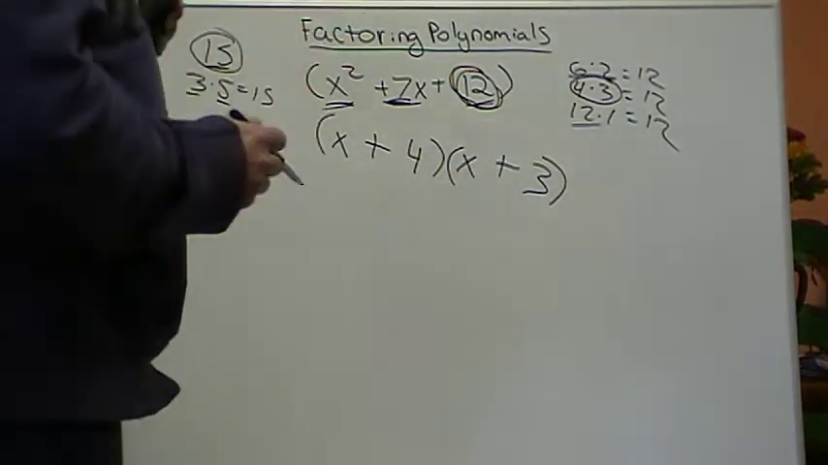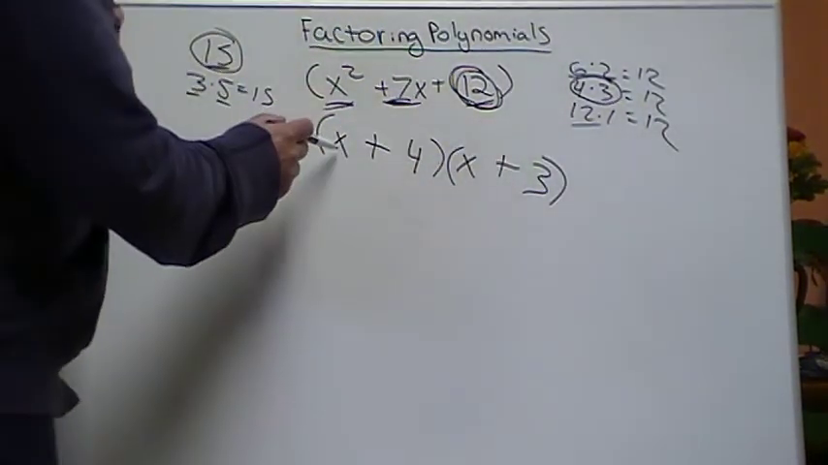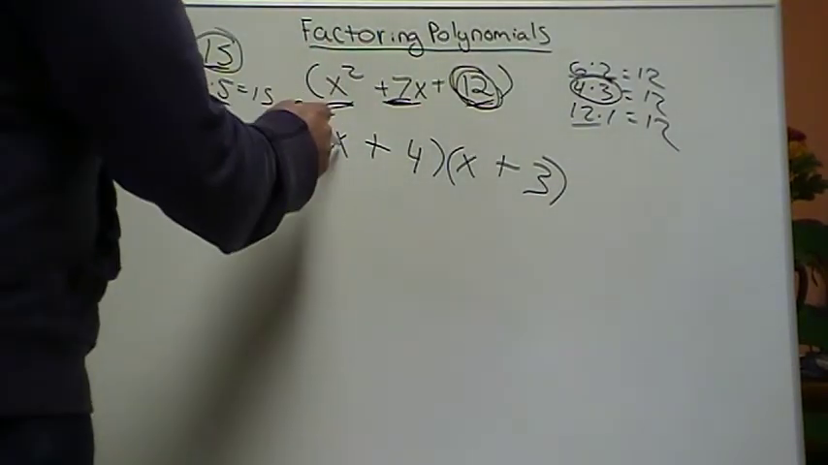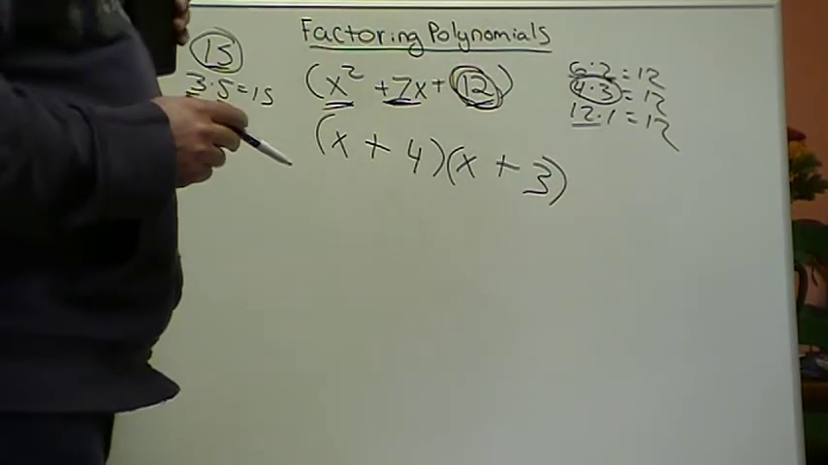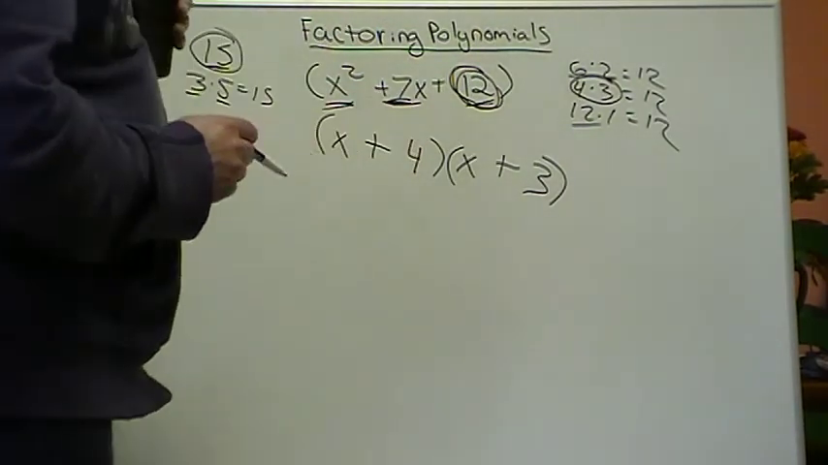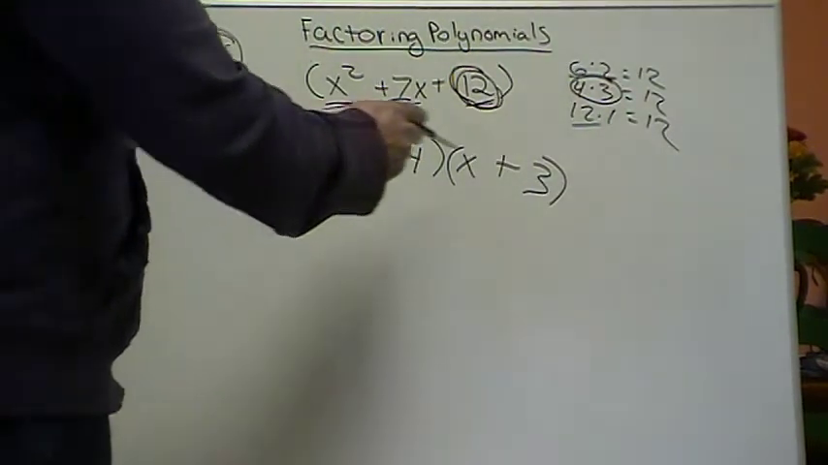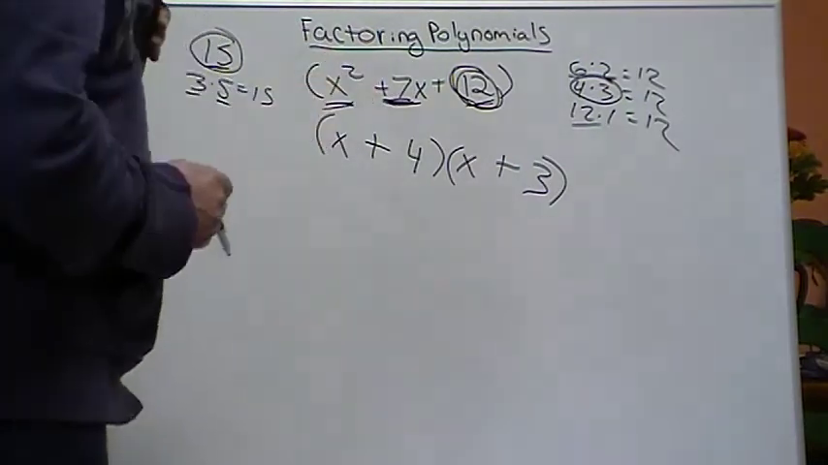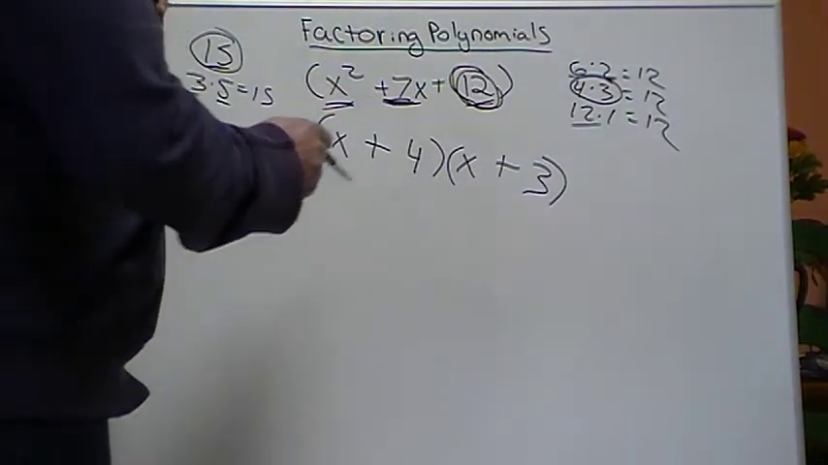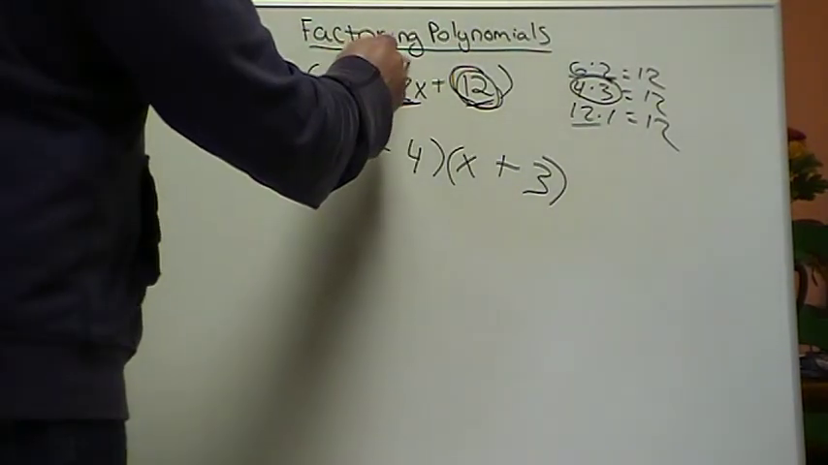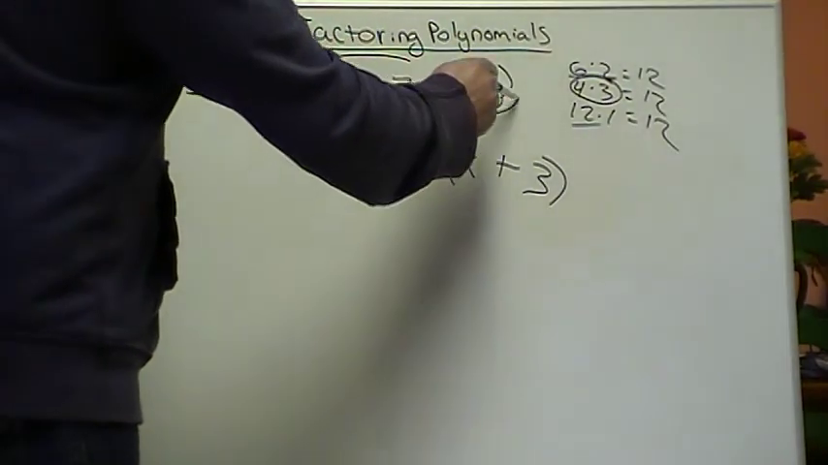Now if we work this out real quick with the FOIL method, we'll see that we get x times x is x squared, x times 3 is 3x, plus 4 times x is 4x. Add those together, we're going to get plus 7x, and that's what we're looking for, plus 7x. And then 4 times 3 is 12, and it's going to be positive. So that gives us our answer. And that's how you factor a polynomial.